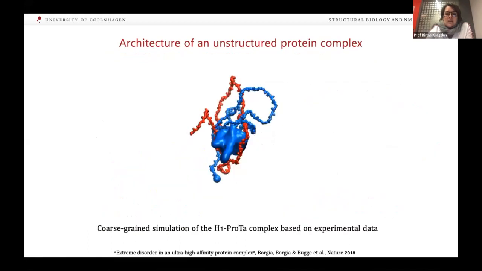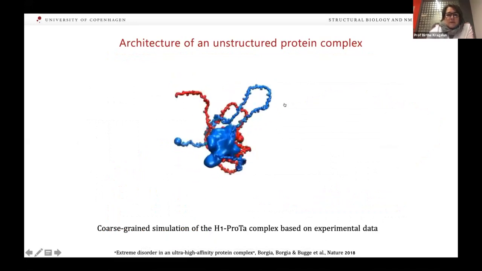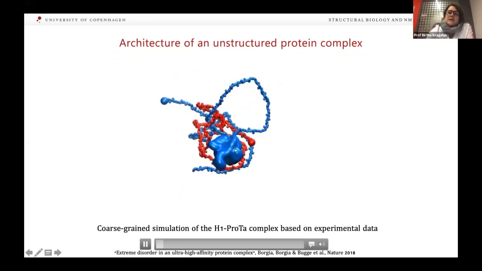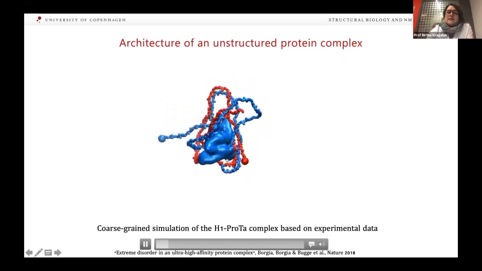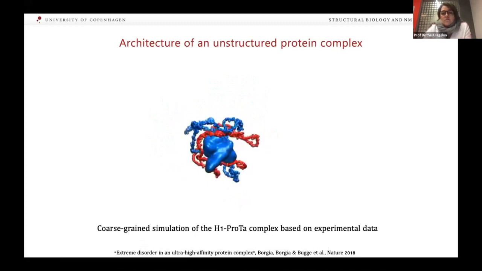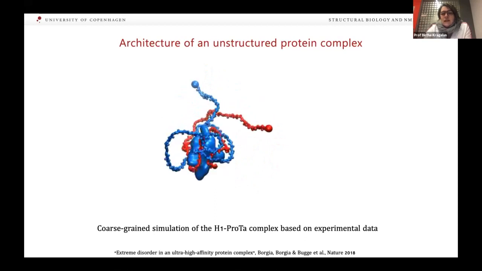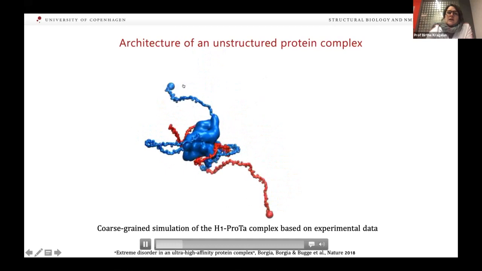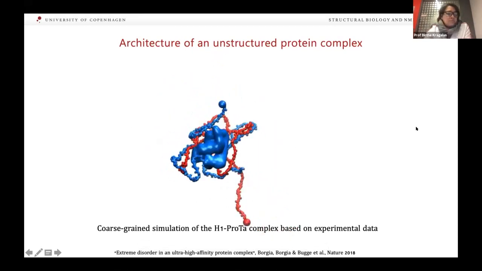Then let's take a look at what this complex looks like. The blob that you see in the middle here is the globular domain, but it does not contribute much to the affinity. We can remove that and the complex still binds with an affinity in the nanomolar range. So it's sort of trapped between these two dancing disordered chains that interact with each other in a mean field type interaction that is very ionic strength dependent.